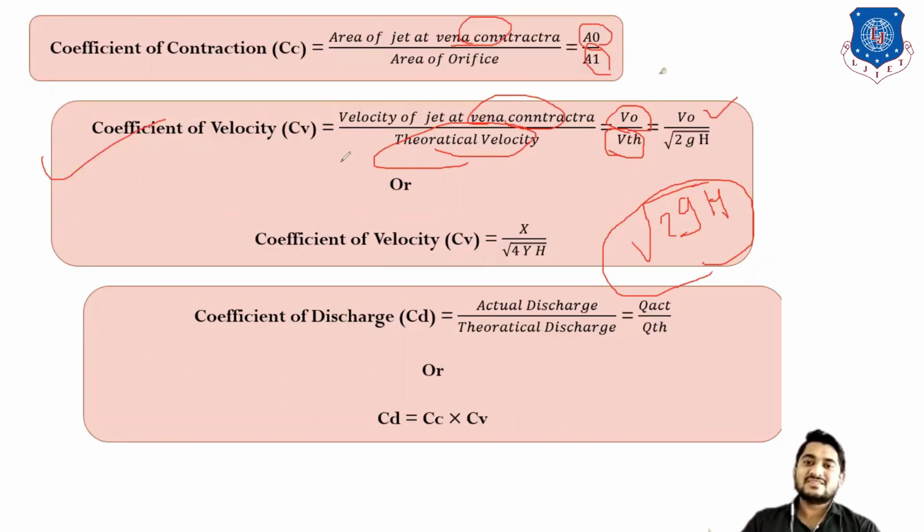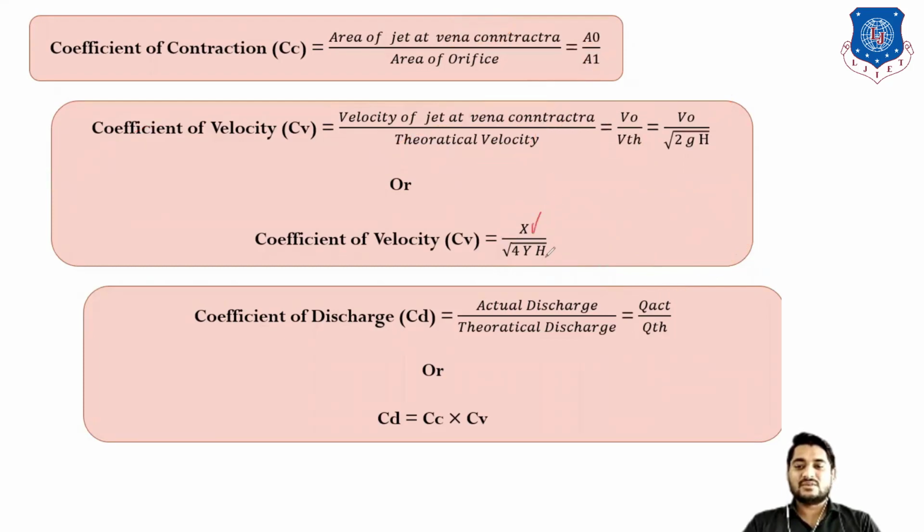There is another equation for CV also. That means CV is equal to X divided by under root 4YH. Suppose in any example they have given the values of coordinates in X and Y direction, then only you have to use this equation. CV is equal to X divided by under root 4YH. In this equation, X is the X direction coordinate, Y is the Y direction coordinate, and H is the head above the orifice.